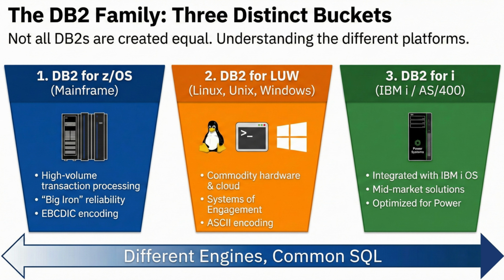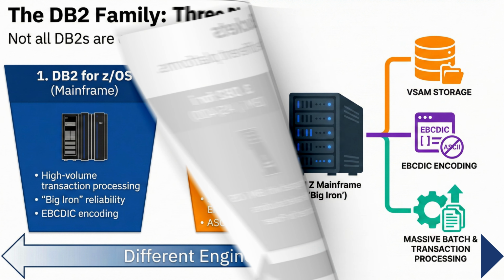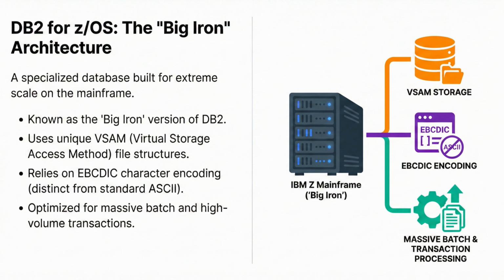Now, you might be confused because you've heard of DB2 running on Windows, or maybe on Linux or AIX. This brings us to the DB2 family. It's important to understand that not all DB2s are created equal. We generally categorize them into 3 buckets. First, there's the one we're discussing today, DB2 for z/OS. This is the big iron. It uses a unique file structure called VSAM, or Virtual Storage Access Method. It relies on a character encoding set called EBCDIC, which is different from the ASCII encoding used by almost every other computer. It is optimized for massive batch processing and high-volume transactions.